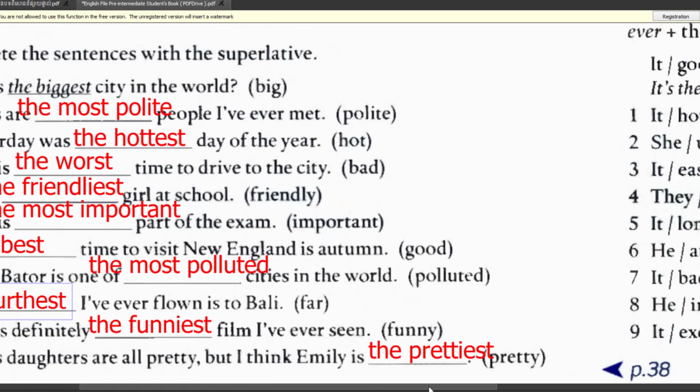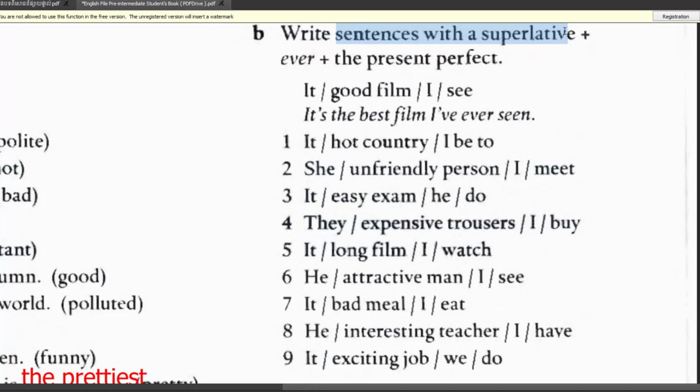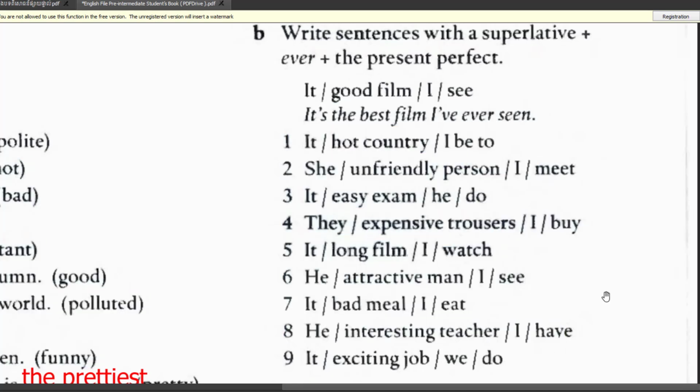Now, we continue to this point. Write sentences with a superlative plus ever plus the present perfect form. For example: it's a good film I see. It's the best film I've ever seen. Now number 2 until number 9. You have two minutes.